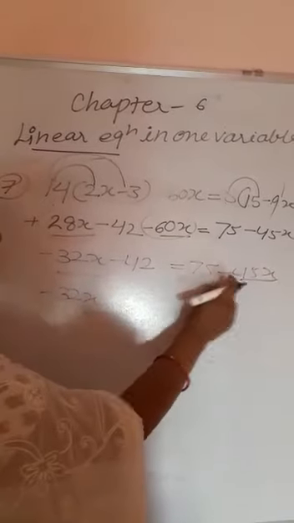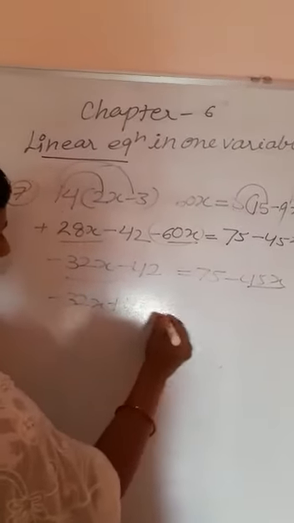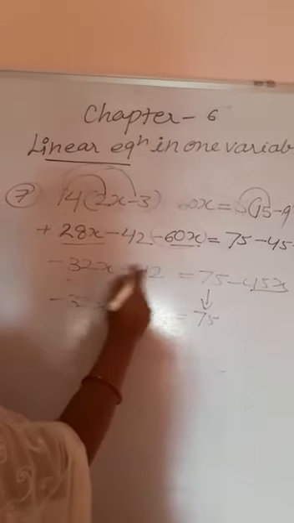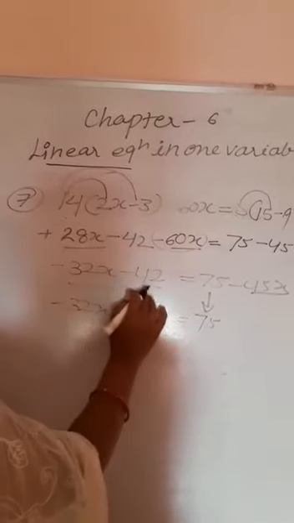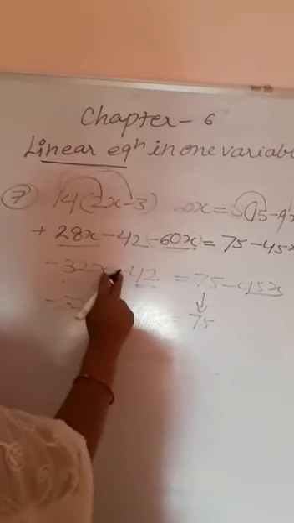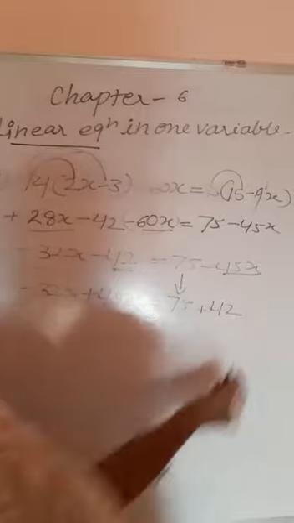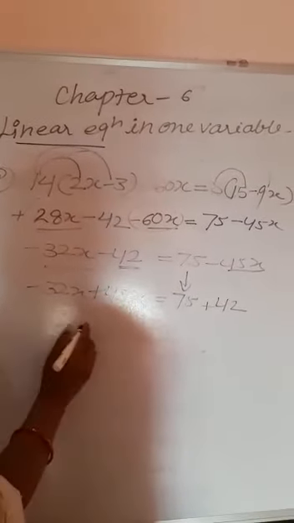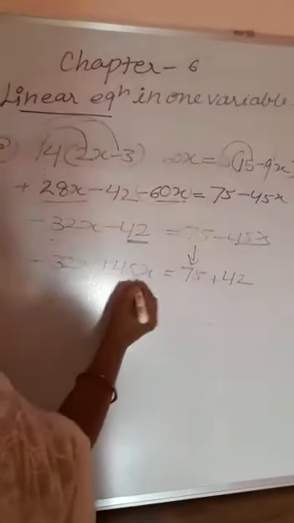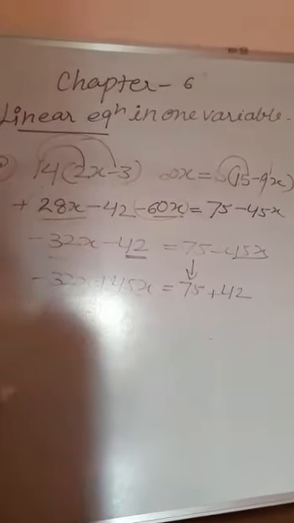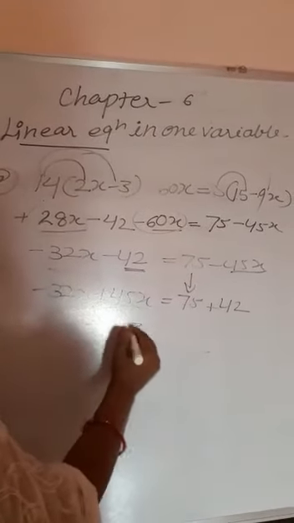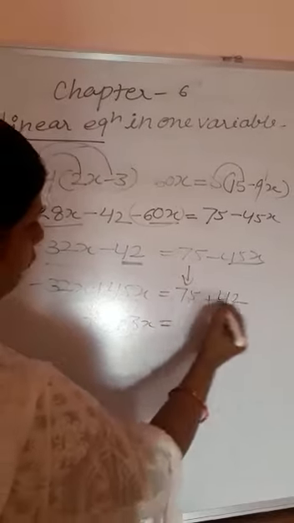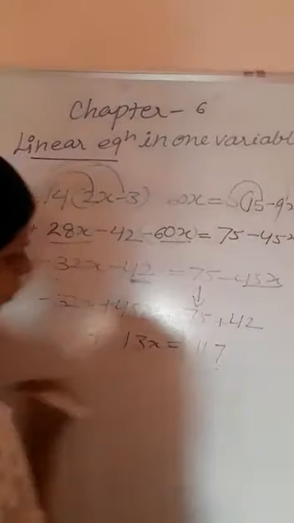32x minus 45x means plus 45x. 75 copy as it is, plus 42. This is the term without variable, so shift to the other side, plus 42. Okay, plus minus minus. So we have to write the sign of the greater number. The greater number's sign is plus. 5 minus 2 is 3, 4 minus 3 is 1, means 13x. Here 5 2 is 7, 7 4 is 11.